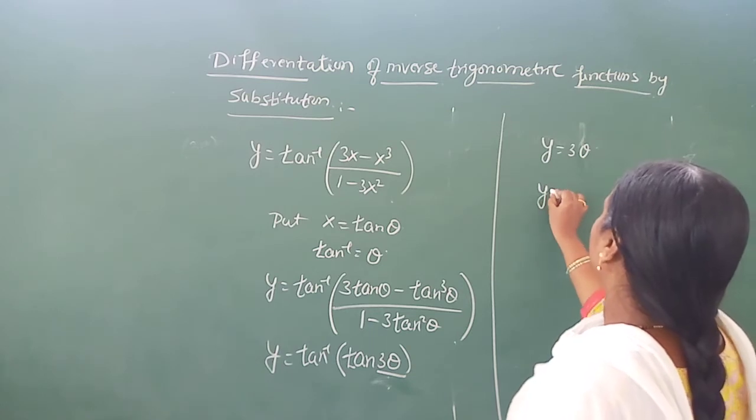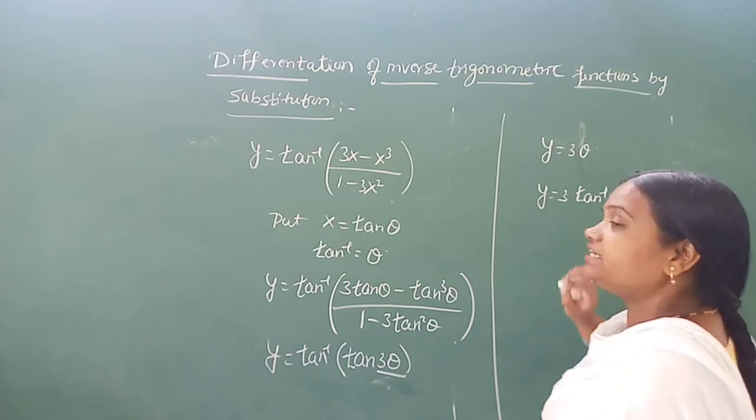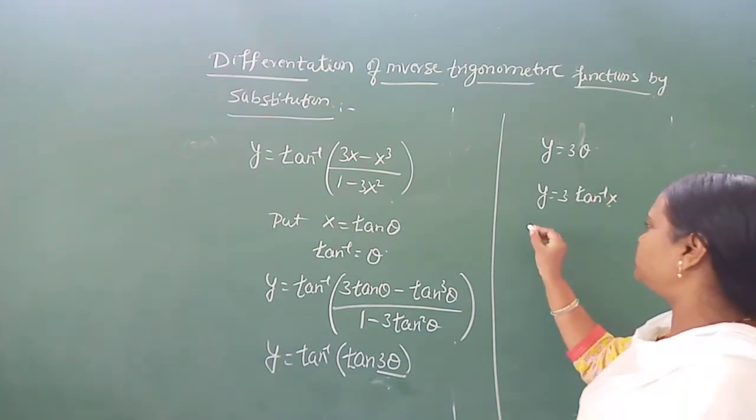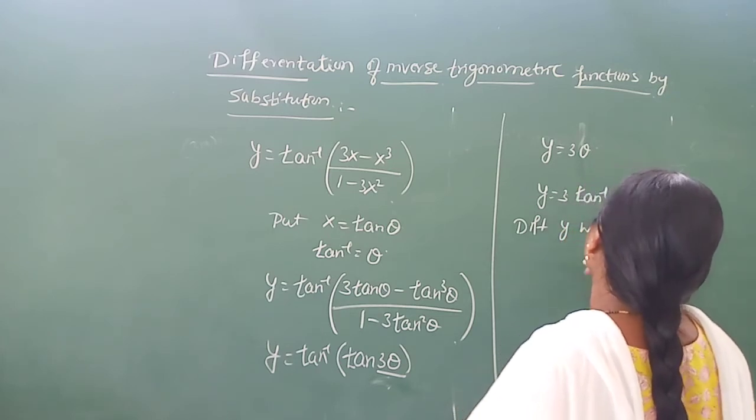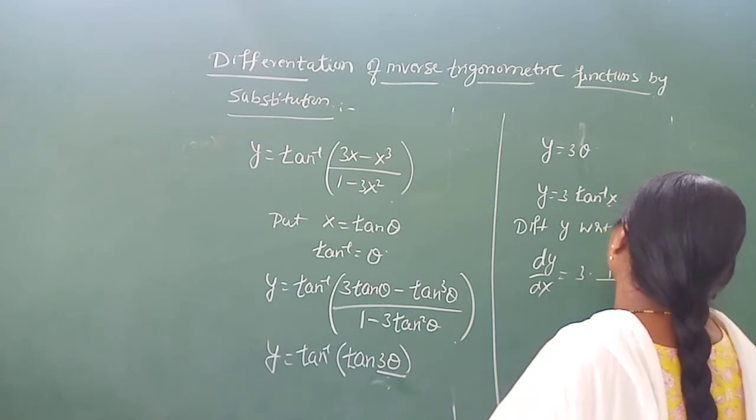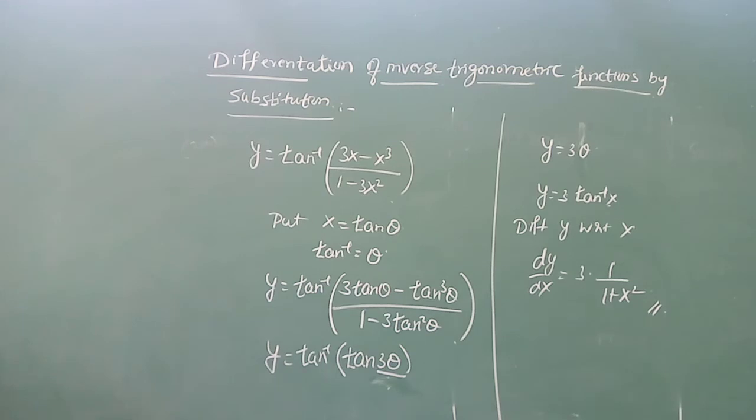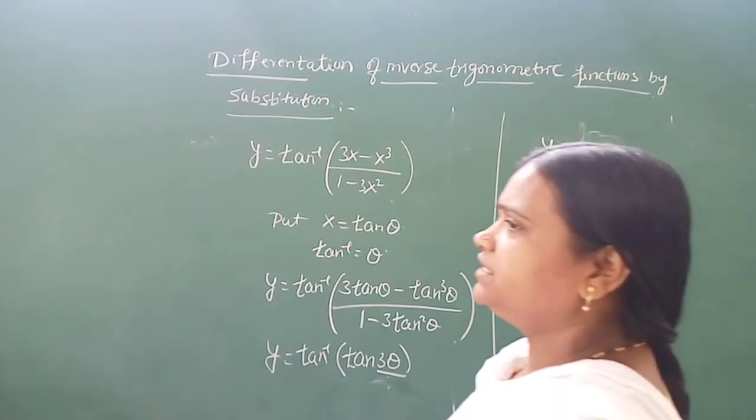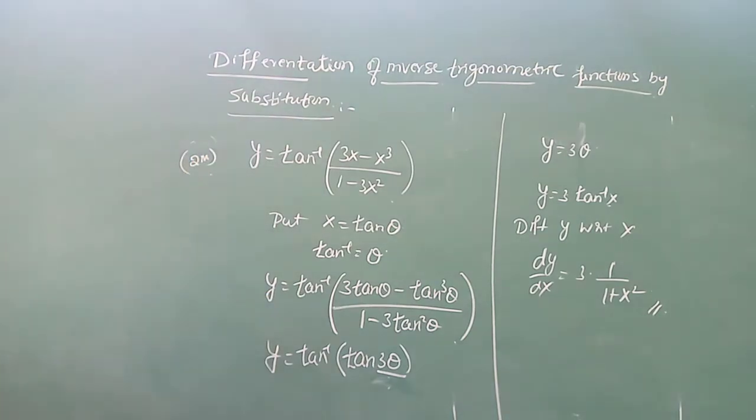So y is equal to 3 theta, and theta is tan inverse x. What we have done here is simplification. Next, we can do the differentiation. Differentiate y with respect to x. We get dy by dx equals 3 times the differentiation of tan inverse x, which is 1 by 1 plus x square. In this way we can do the example. It is a 2 marks question, a simple example. Just write down the answer.